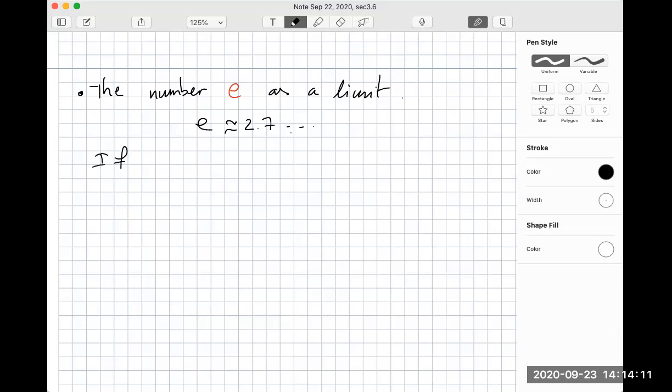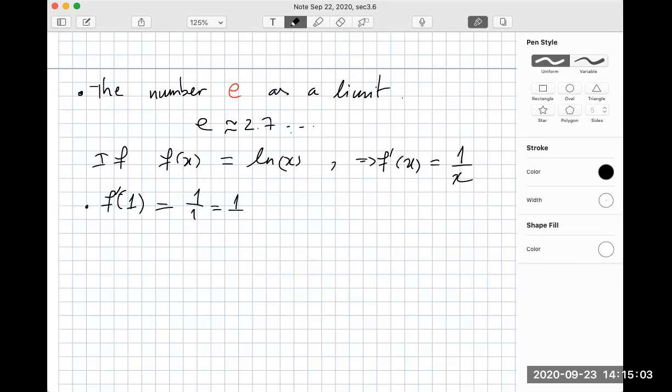Now, let us consider this function. If f of x is natural log of x, what is f prime? 1/x, very good. 1 over x. Then, how about in the definition? Let us compute from this formula. Therefore, we know that f prime at 1 will be, yes, 1 over 1, which is 1. That is from the formula.